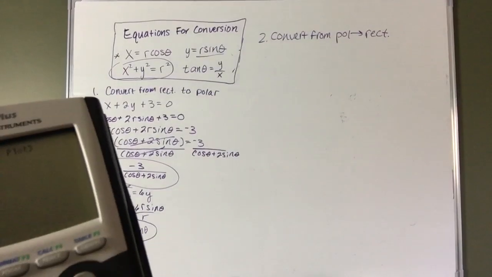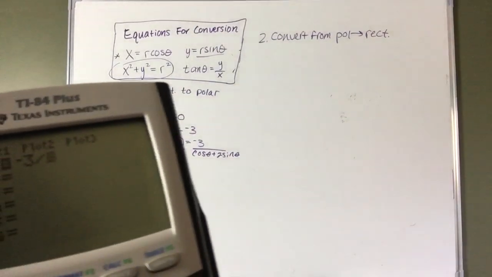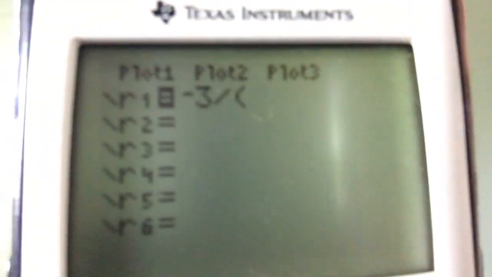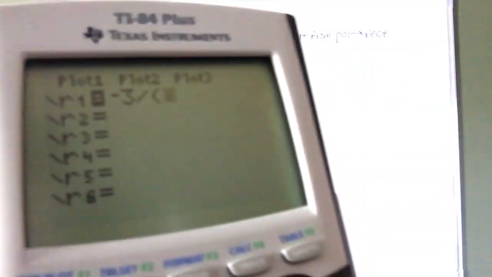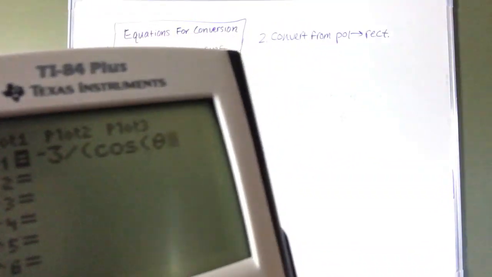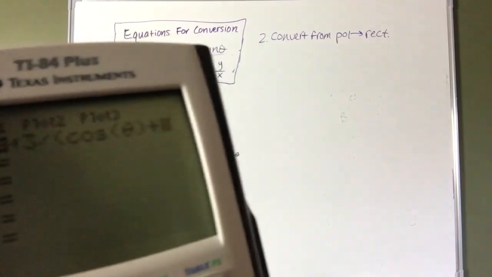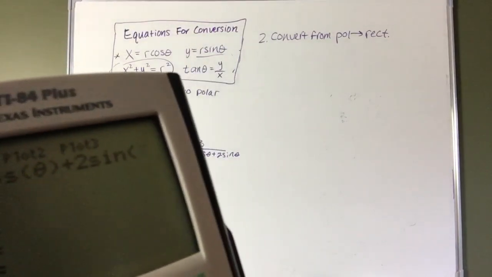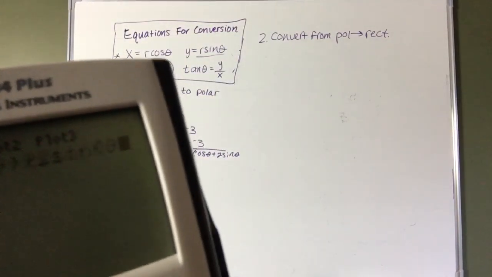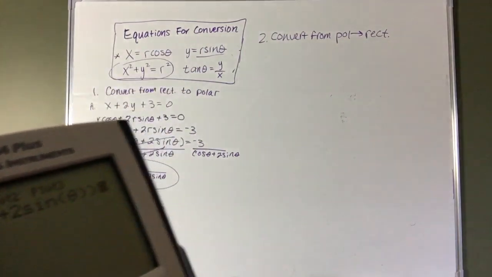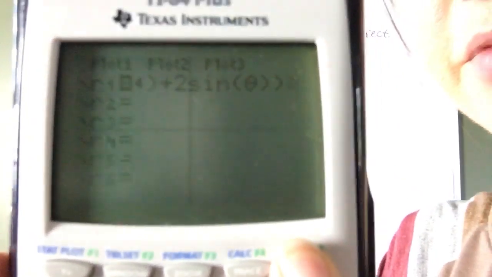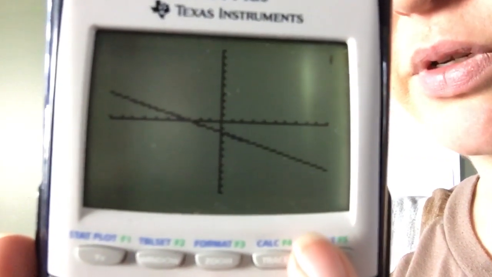And you're going to type in, let's type this in and see what it looks like. So we have -3 divided by parentheses, cosine theta plus 2 sine theta, close parentheses twice. And I'm going to hit graph and see what happens. I might have to mess with the window. All right, there we go.